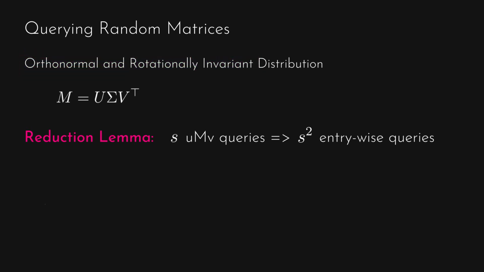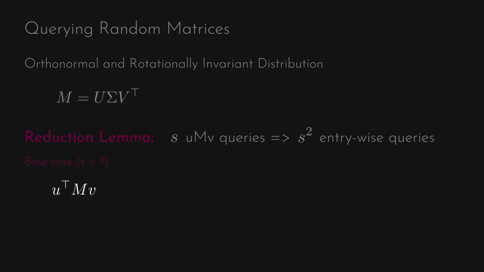Now let me explain the ideas behind the proof. We will use induction on the number of queries S. We start with the base case, where there's only one query. Let's say that we use some vectors u and v. We can assume that they have unit norm because the algorithm can just rescale the result later.